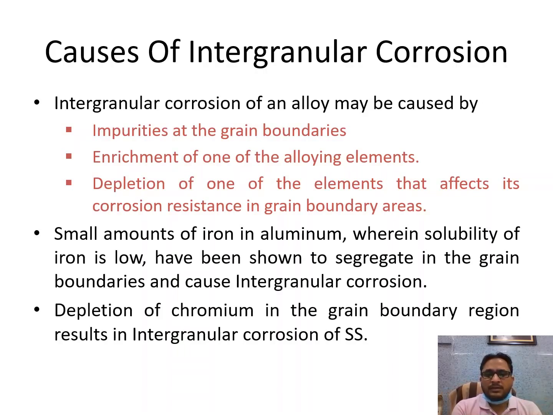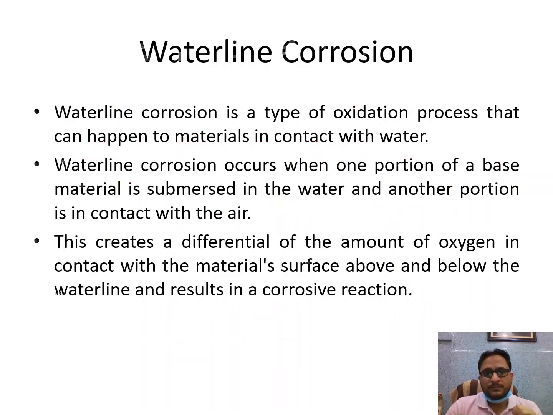A small amount of iron in aluminium, where the solubility of iron is low, has been shown to segregate in the grain boundary and cause intergranular corrosion. This is similar to the segregation of chromium in steel. We have the same in this case when iron is present in aluminium, so we have a similar kind of phenomenon which is known as intergranular corrosion.